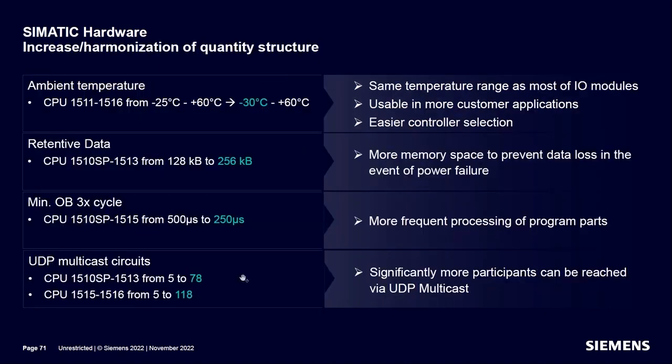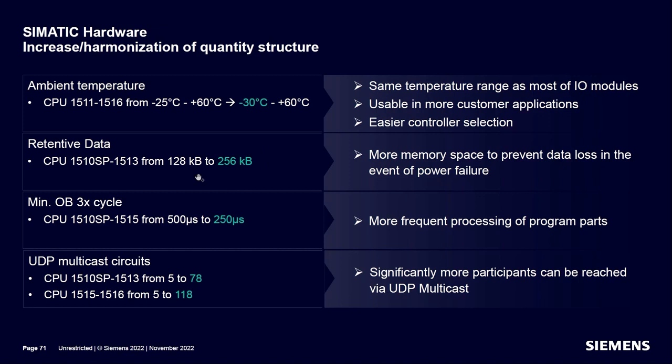Another change that happened in the hardware is the ambient temperature has changed a little bit, and this gives us pretty much the same temperature range that the I/O modules had. So if you have a processor with I/O modules directly attached to it, you can put that in the same environment now and not have to worry about that lower end of the temperature spectrum causing problems with the processor, but not with the I/O cards.